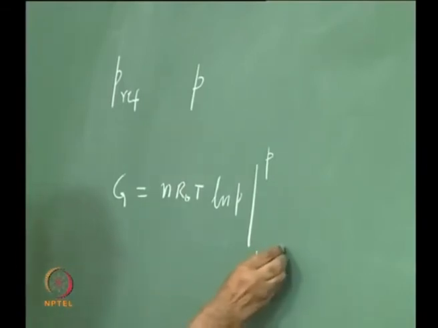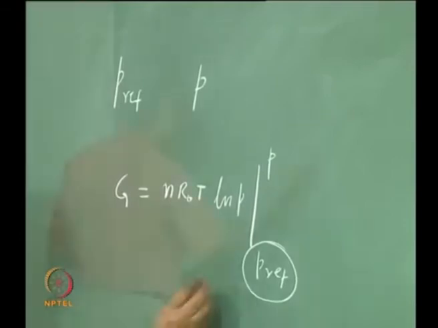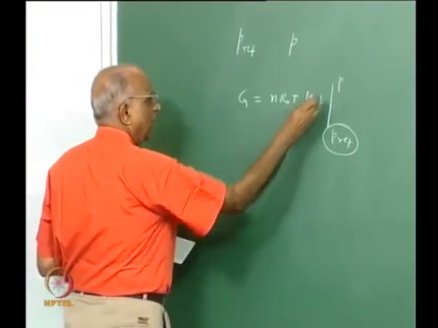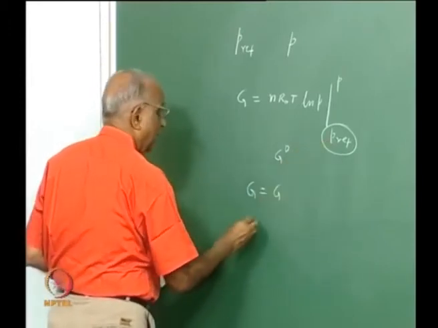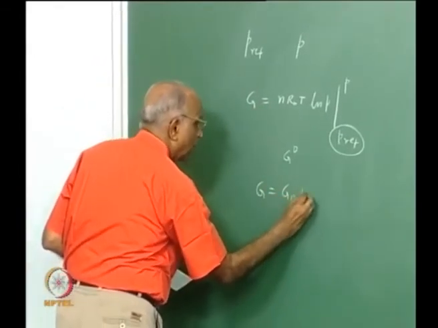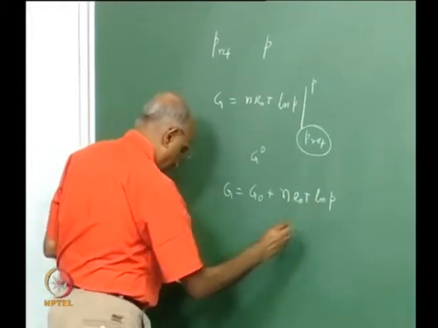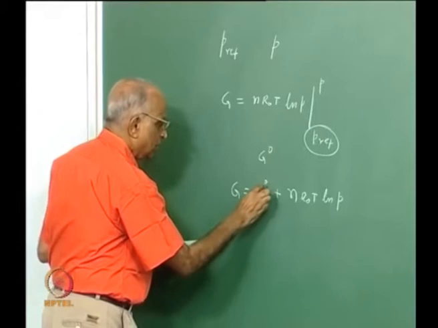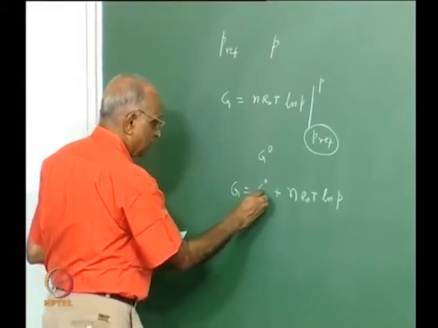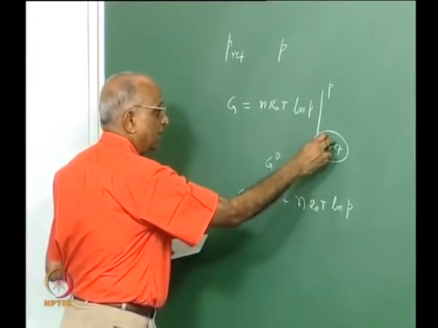The standard reference value of P reference is taken as 1 atmosphere generally, and assuming the value of G corresponding to the reference pressure as G naught, we can now write the value at any partial pressure P as G is equal to G naught plus nR0T ln P. We must remember that this G naught, I should have put the reference value, that is the 0, as a suffix. This is how it is done. The standard value G naught is given in textbooks at the temperature T and at the reference value of pressure.